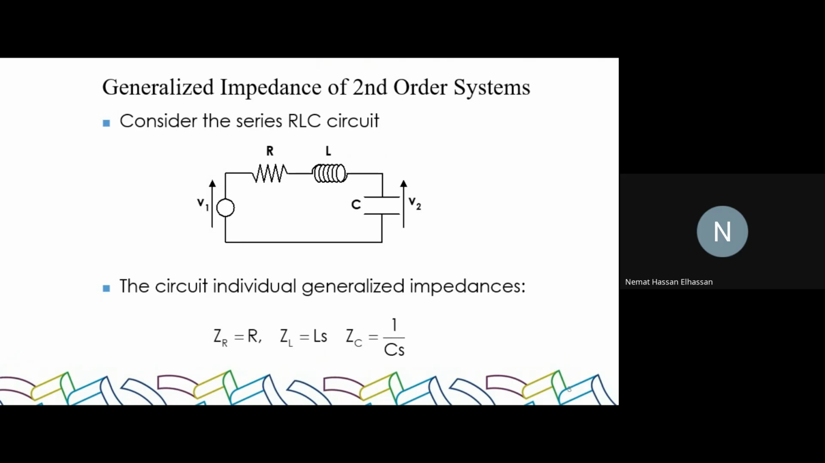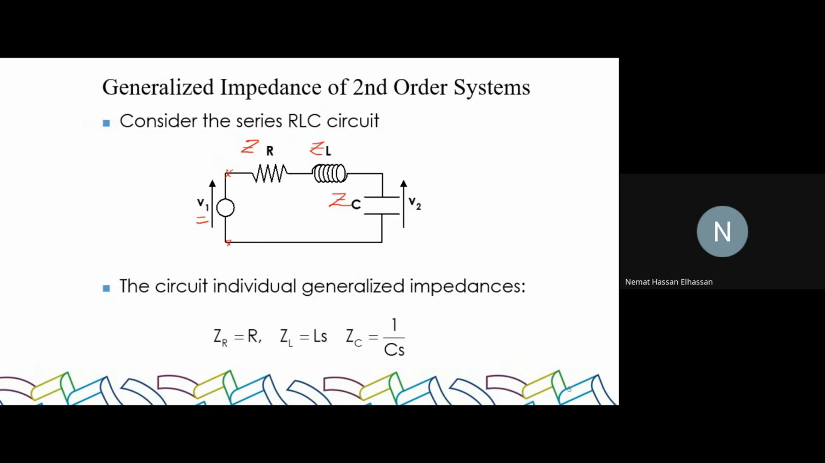So let us start with the generalized impedance of a second order system. Now, when I say generalized impedance, I mean the total impedance that the circuit demonstrates at the input terminal. So if you look at this circuit here, we have three components connected in series. We have a resistor R, a capacitor C and an inductor L. So we know that the impedance of the resistor is called ZR, the impedance of the inductor is called ZL, and the impedance of the capacitor is called ZC. So these are the impedances. And if I want to find the generalized impedance of the circuit, I want to see what is the total impedance as seen at the input terminal, given that V1 is your input.